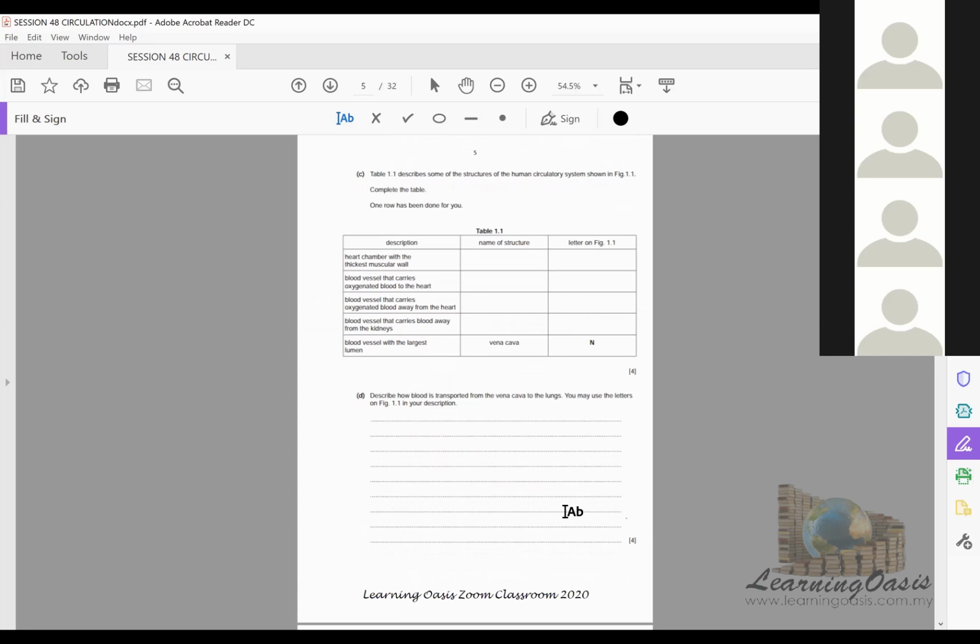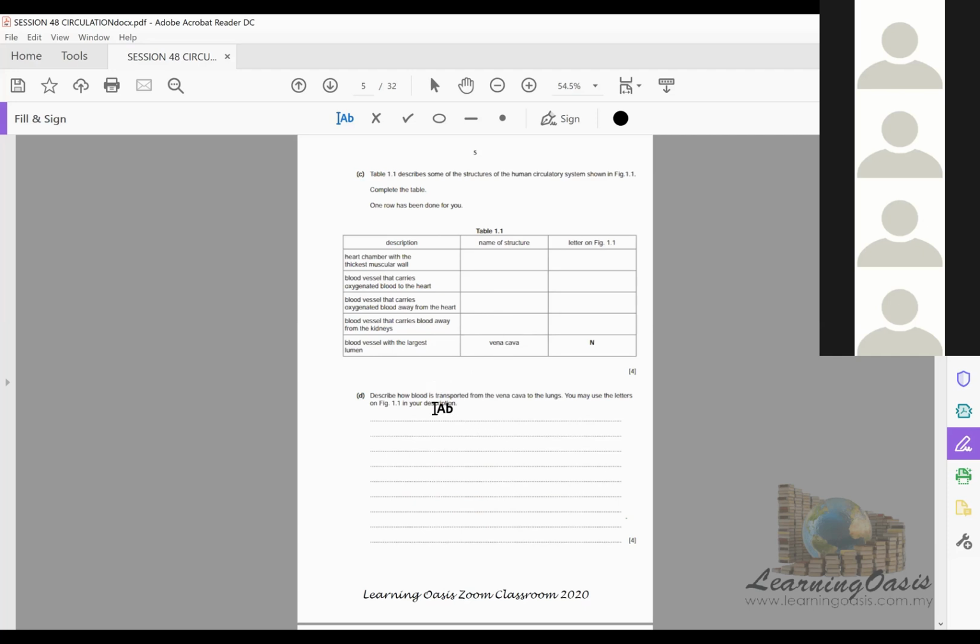Now, describe some of the structure of the human circulatory system shown in figure 1.1. Complete the table. One row has been done for you. Heart chamber with the thickest muscular wall: left ventricle. Blood vessel that carries oxygenated blood to the heart: pulmonary vein. Blood vessel that carries oxygenated blood away from the heart: aorta. Carries blood away from the kidney: renal vein.